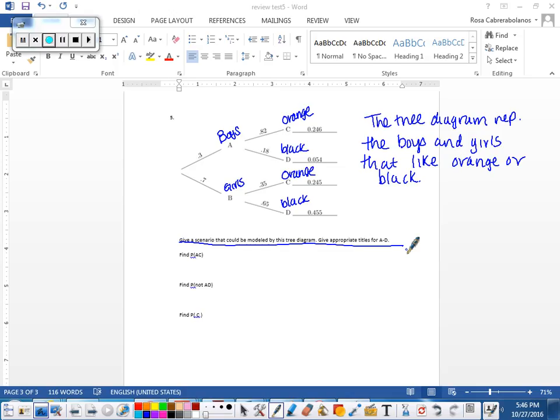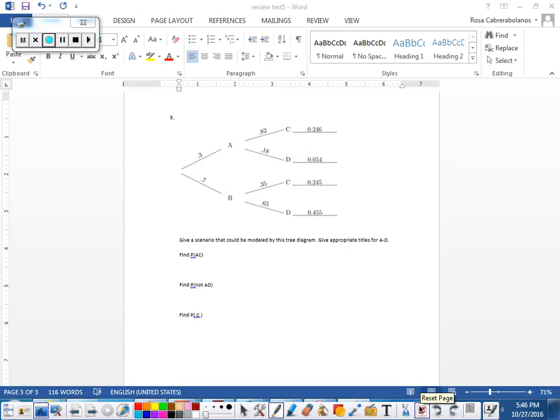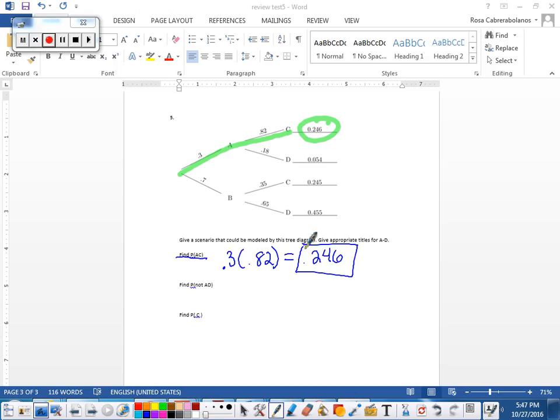Now, I'm going to clear that just so the next part doesn't get all weird, but probability of AC. AC, I already gave you the answer right here, okay? But I'm just going to write it down just in case tomorrow the test doesn't have them. So 0.3 times 0.82, which is 0.246. That is my answer.